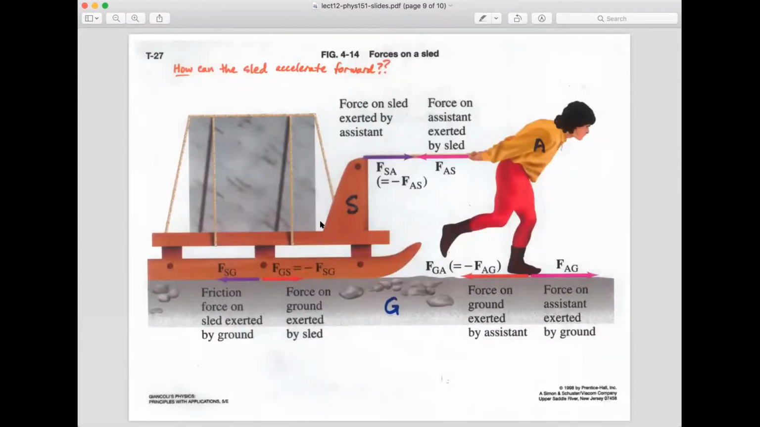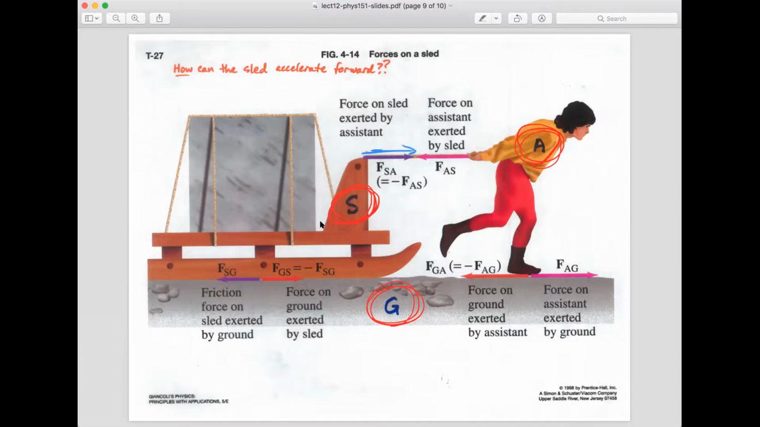Here are a couple cartoons, this slide and the next slide, which is the end of the lecture. These cartoons just show a whole bunch of forces acting on different objects. So here there are 3 objects in this diagram, and I'll just highlight them here. There's the assistant marked A, there's the sled marked S, and there is the ground marked G. Okay, and this is the sculptor's assistant trying to haul a big slab of marble to be carved by the sculptor.